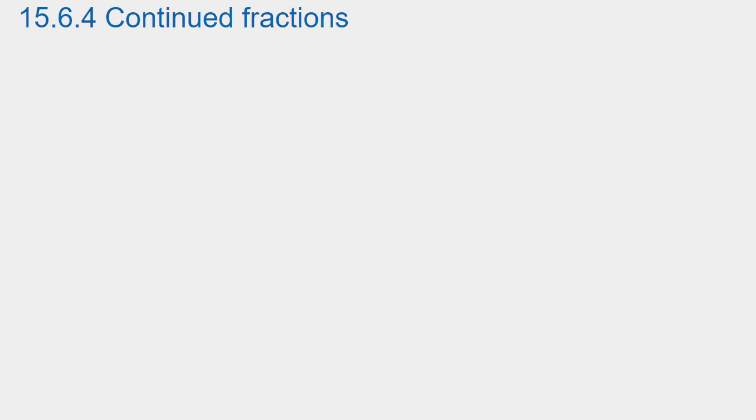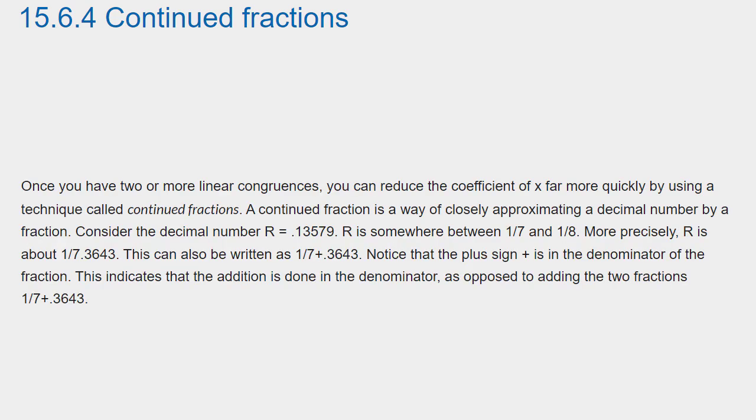Section 15.6.4 Continued fractions. Once you have two or more linear congruences, you can reduce the coefficient of x far more quickly by using a technique called continued fractions. A continued fraction is a way of closely approximating a decimal number by a fraction.